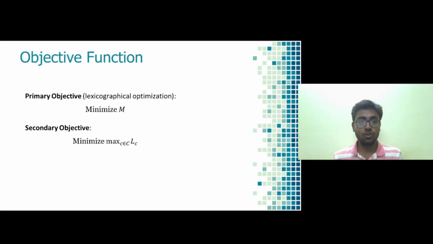Now we come to the objective function of our problem. We have two objective functions. The first is a primary objective and the second is a secondary objective. Our primary objective is to minimize m. M is the maximum completion time of all tasks available. It is our primary objective. Our secondary objective is to minimize the maximum cook load of each cook.